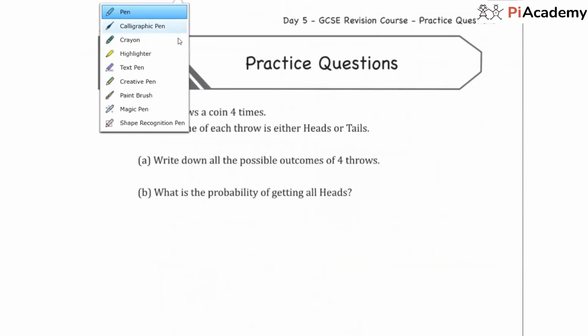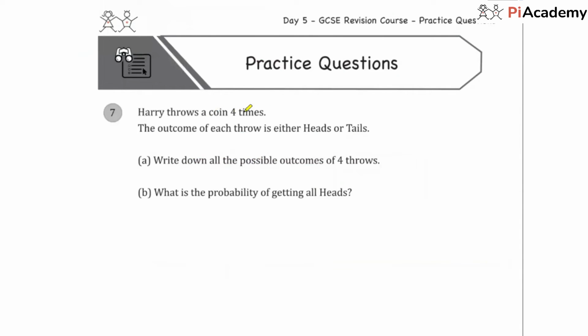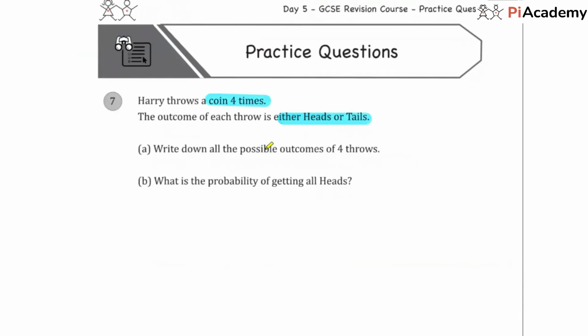Harry throws a coin 4 times. Okay, he throws the coin 4 times. The outcome of each throw is either heads or tails. Write down all possible outcomes for the four throws. What is the probability of getting all heads? Can you do that, all of you?